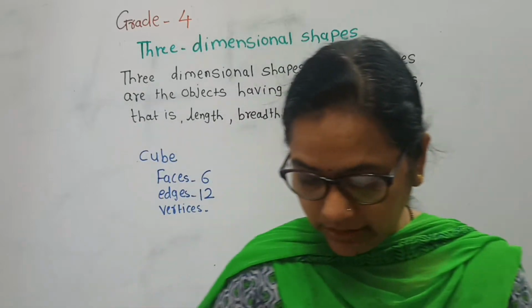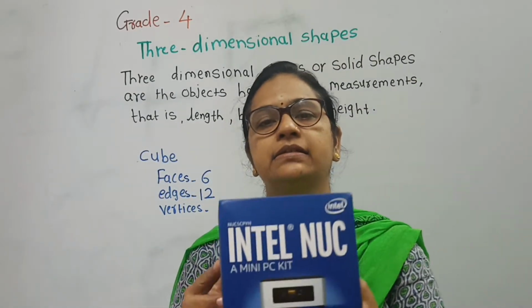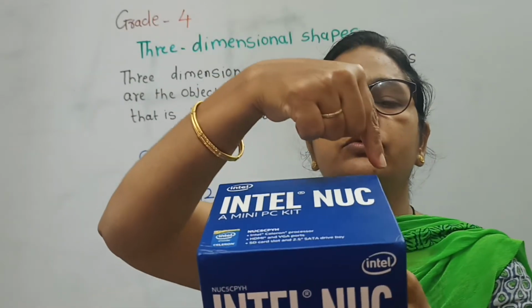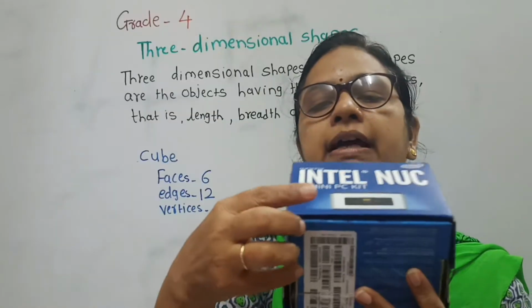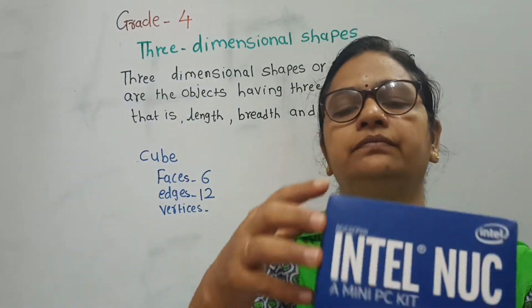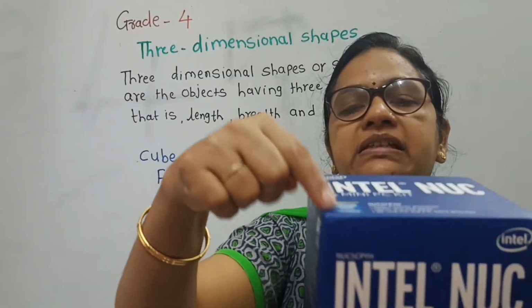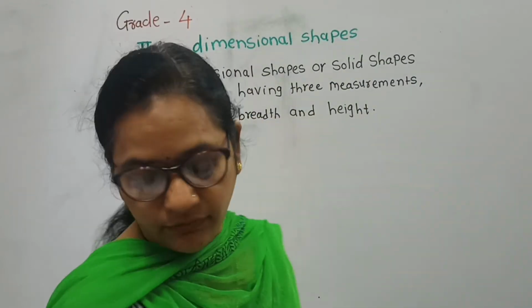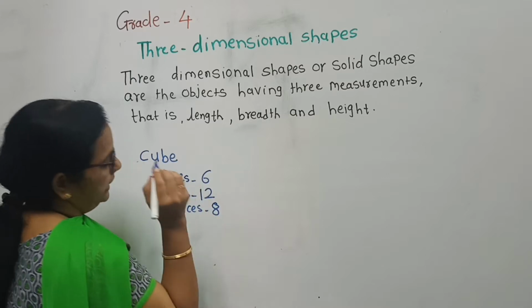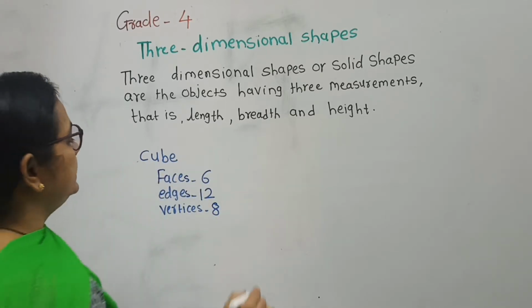Now vertices. Yes, vertices. See this point. 1, 2, 3, 4. And here 5, 6, 7, 8. Where the edges join means this point. How many vertices does a cube have? A cube has 8 vertices. Okay children.